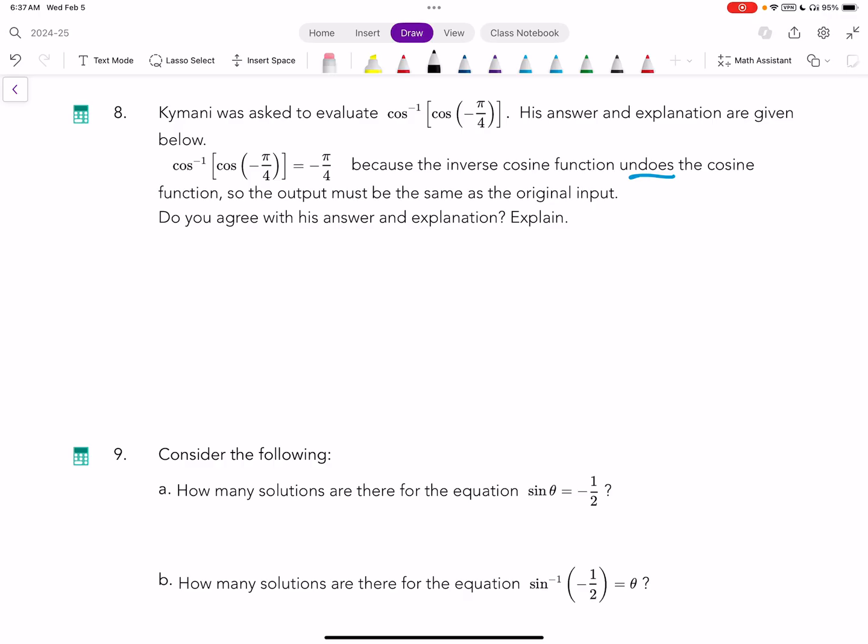We did this in the lesson, actually, in the check for understanding, but let's go through it again. We start off with the inner part of the function. So let's evaluate the cosine of negative pi fourths and get a number. Just as a little picture, negative pi fourths is a clockwise rotation. Just so that you know, it's quadrant 4. Coterminal with that is 7 pi fourths.